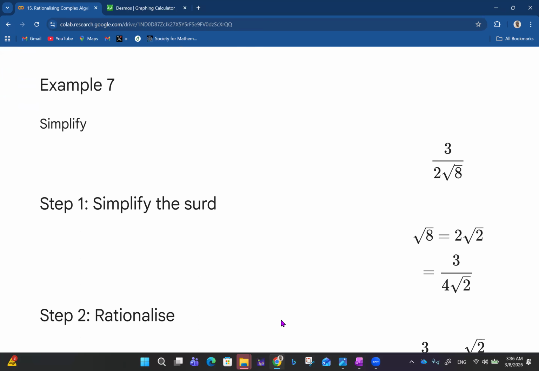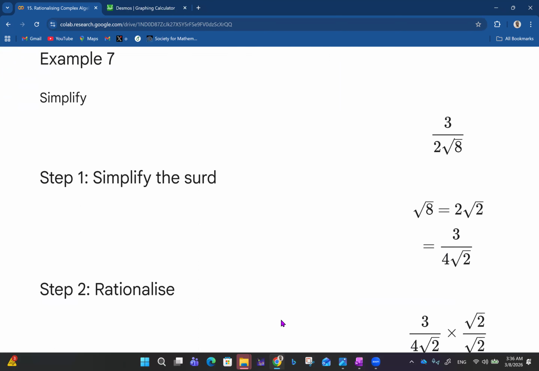And of course, we see this in example 7. You have 3 over 2 root 8. So make sure you simplify this 8 now. So root 8 is 2 root 2 because root 8 is root 4 times 2, and root 4 is 2. You have your root 2. So it means 3 over 2 root 8 is like 2 times 2 root 2, that's 4 root 2. So you have 3 over 4 root 2.